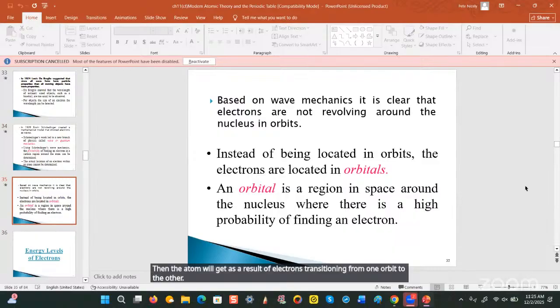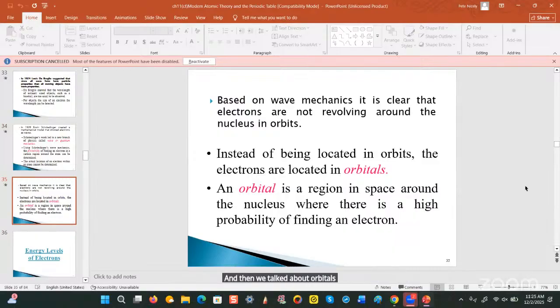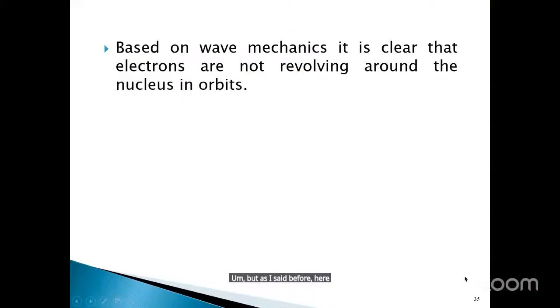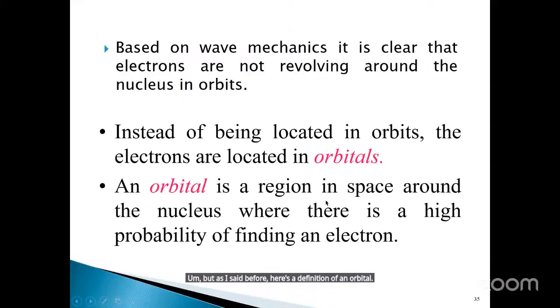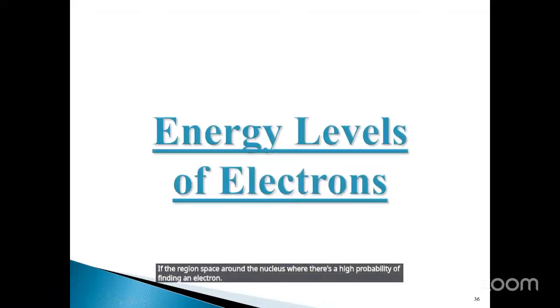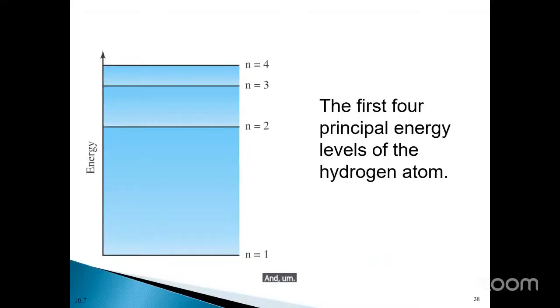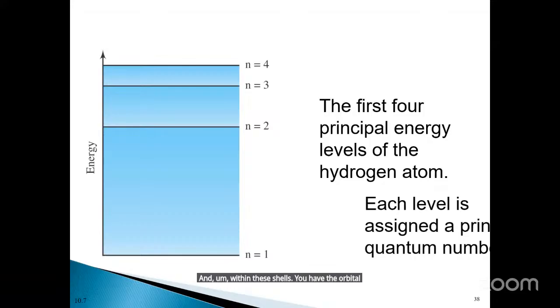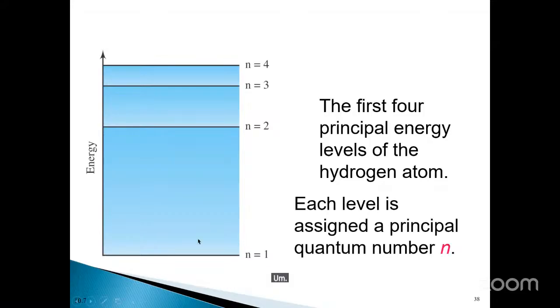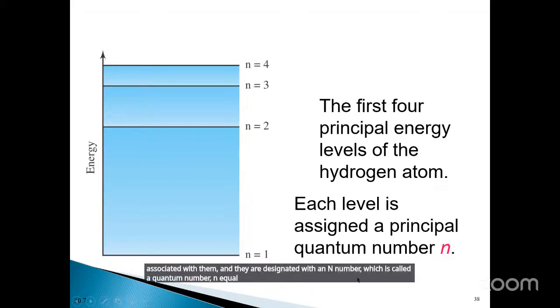And then we talked about orbitals as a result of wave mechanics. And as I said before, here's a definition of an orbital. It's a region in space around the nucleus where there's a high probability of finding an electron. So you have different energy levels, which are called shells. And within these shells, you have the orbitals, as I said before. So the shells basically have a certain amount of energy associated with them, and they're designated with an n number, which is called a quantum number, n equal 1, 2, 3, 4, all the way up.